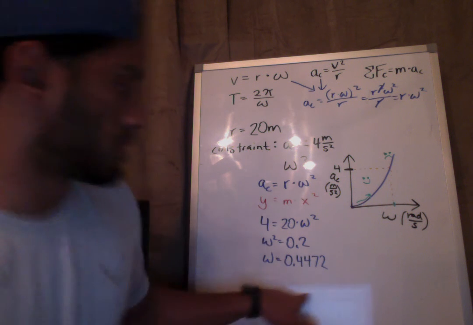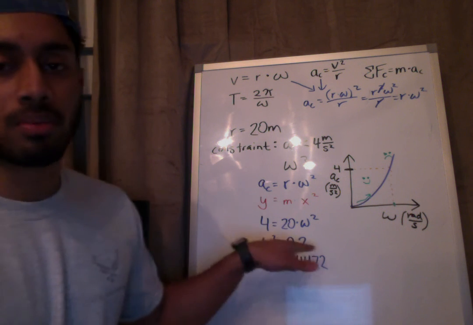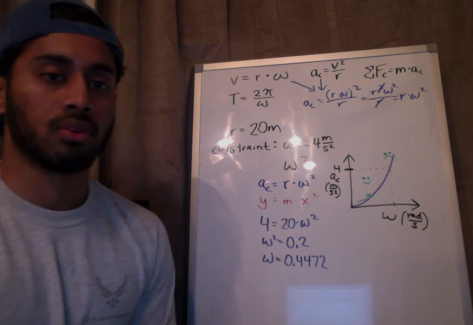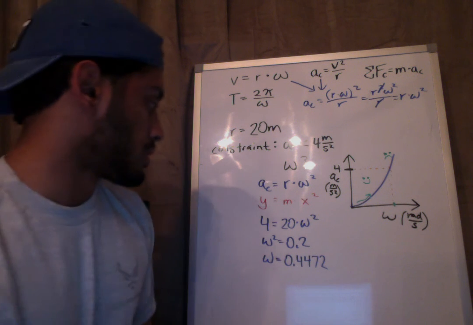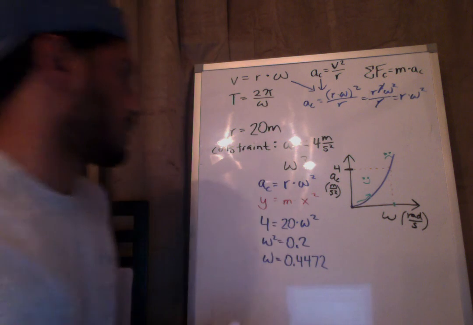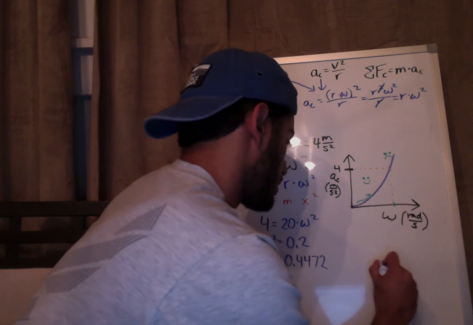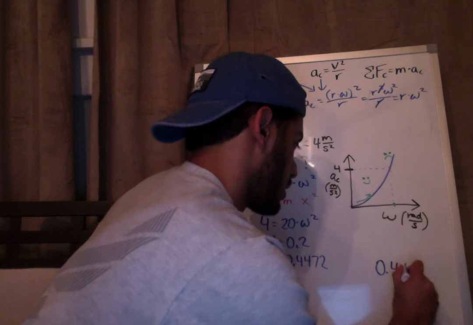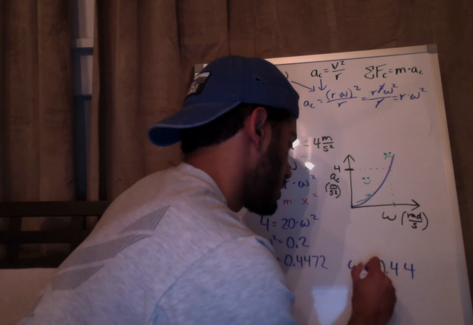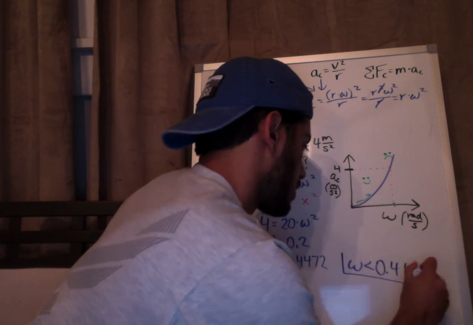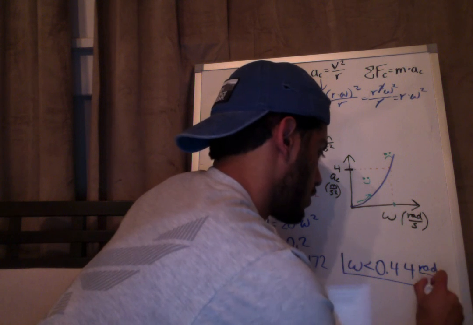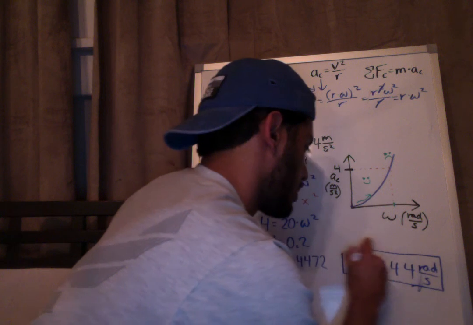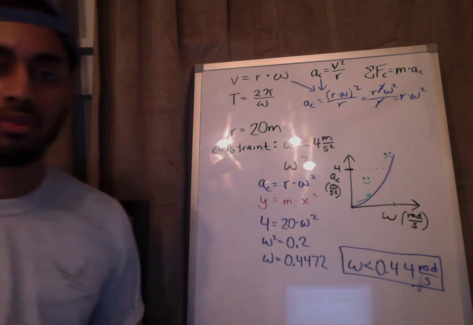We want a value that is less than that, so instead of rounding up to 0.45, that would actually make kids puke if this 4 meters per second squared constraint is accurate. So instead we'll round down to 0.44, and we'll say omega has to be less than 0.44, and the units are radians per second, in order for these kids to not throw up. Okay, so that's the full answer.